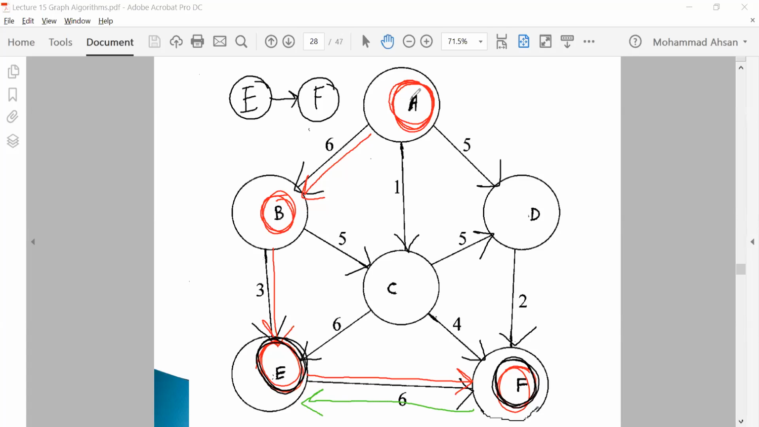Then from E, no outgoing edge. So I have come back here to B. B has an outgoing edge other than this one. So I will traverse from B to C, and C is also marked gray. This is my gray. From C, one outgoing edge goes to F. F is already black, so I can't go there. So I can go to D.